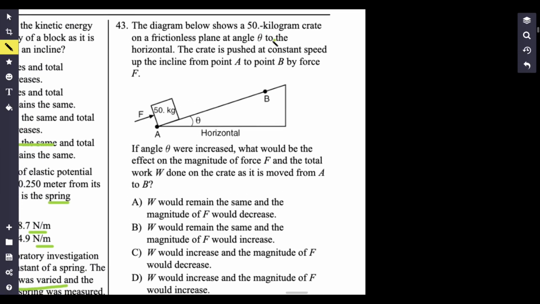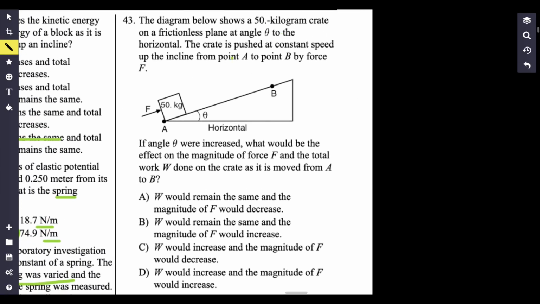The diagram shows a crate pushed at constant speed from point A to point B. Given the angle, what would be the effective magnitude and the total work done on the crate as it moved from A to B?